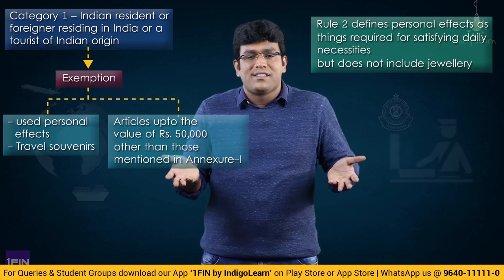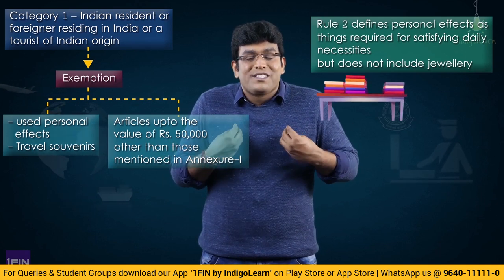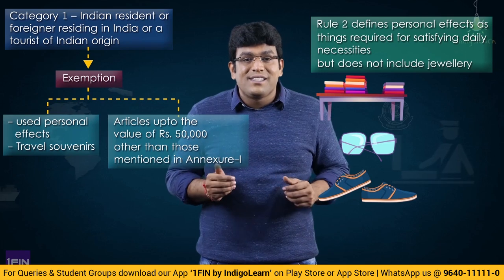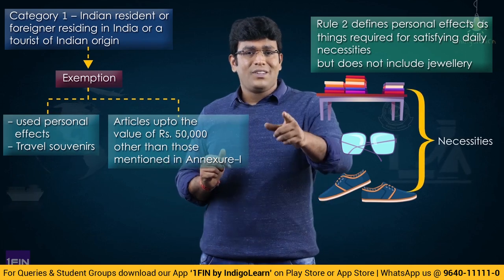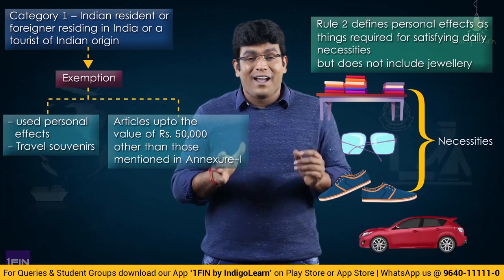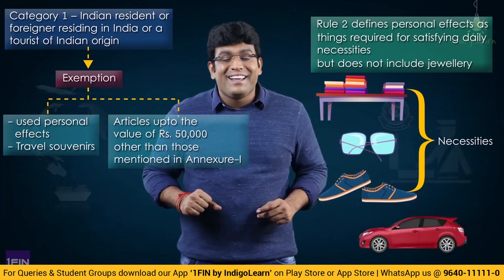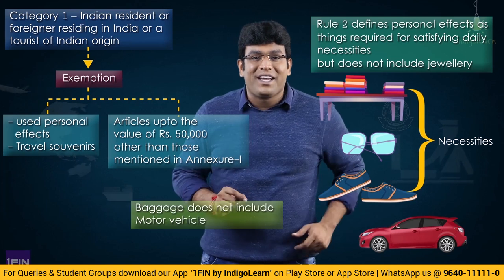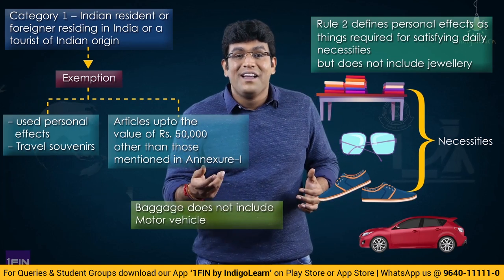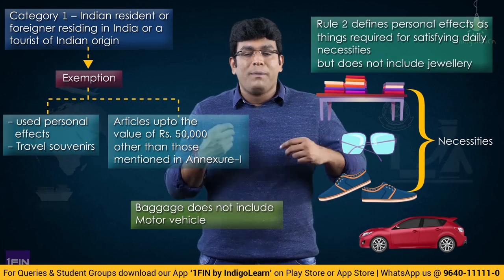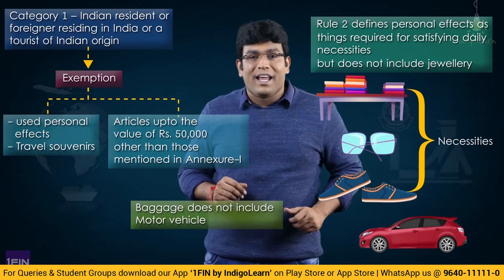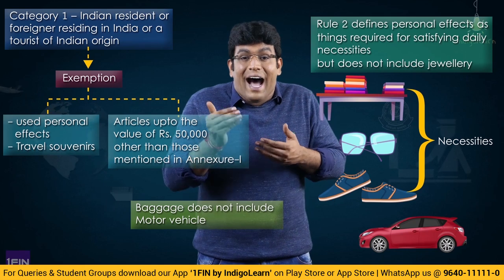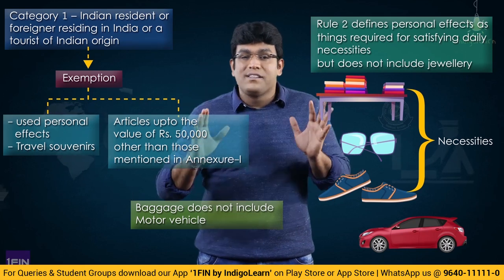Now, what are daily necessities? Nothing but clothes, or in Shivateja's case, spectacles, or maybe some shoes, or any other articles which are required for daily necessities. Now, you should not say, sir, I brought one car, car is my daily necessity. You can't say like that, because I already taught you that baggage includes unaccompanied baggage but does not include motor vehicle. Some might say BMW car is necessary for me, some might say it's a luxury. So whether a particular article is a necessity or luxury is purely judgmental.